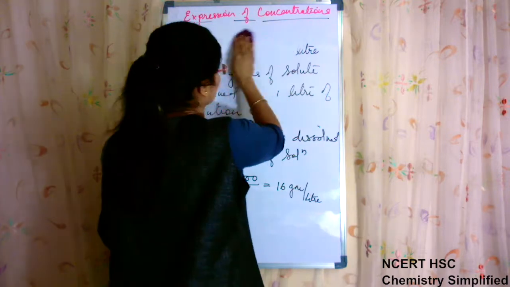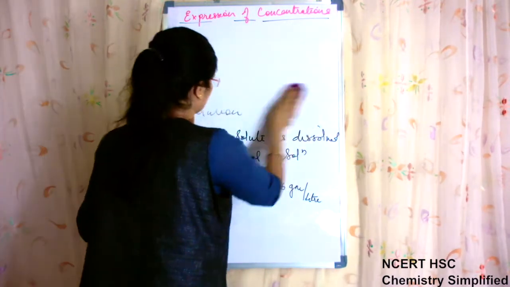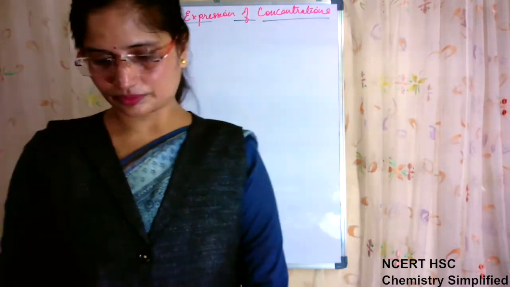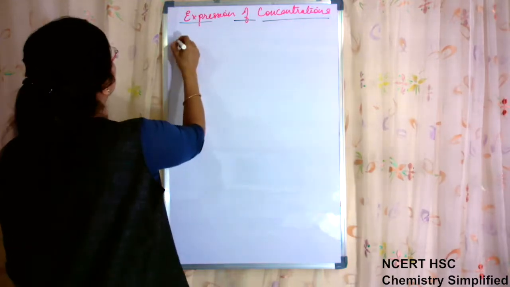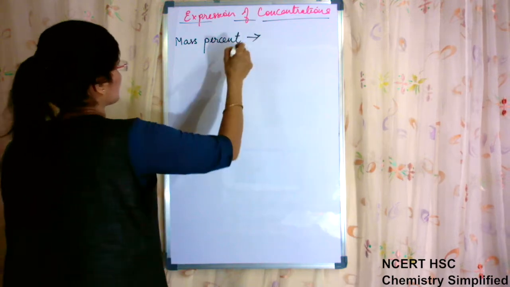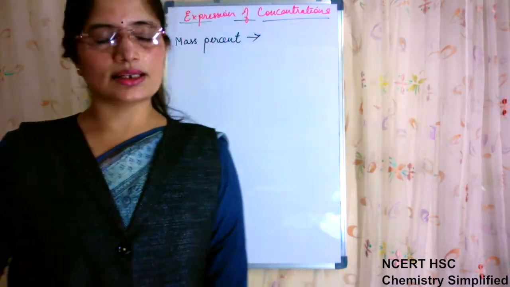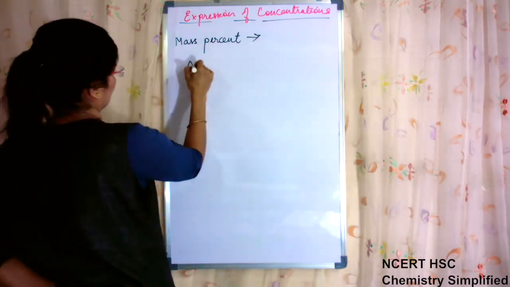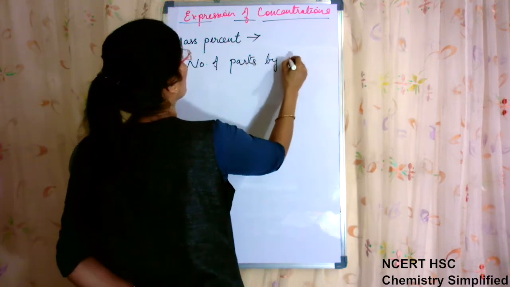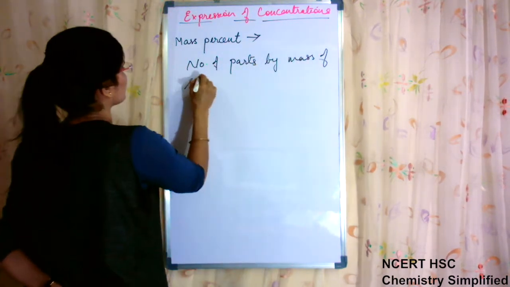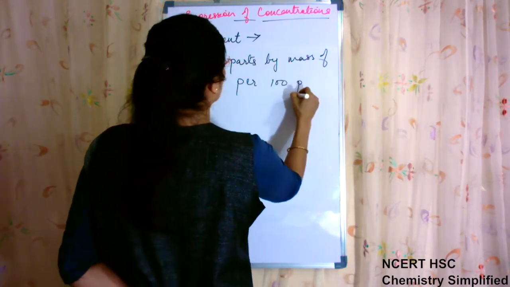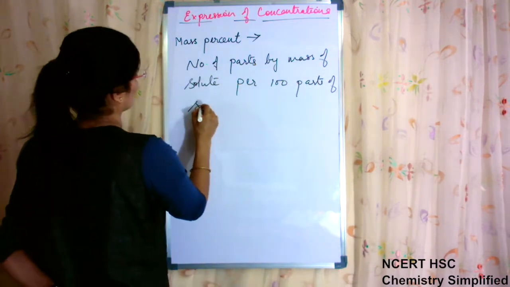Second method, mass percent. Okay, it means the number of parts by mass of solute per 100 parts of solution.